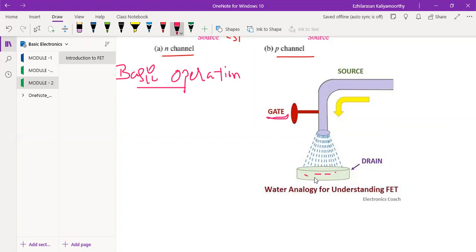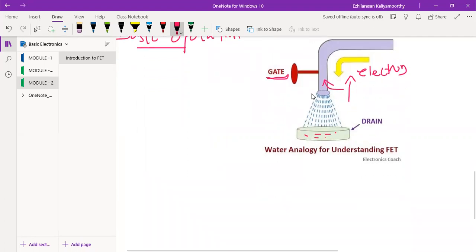So from this, we can say the gate is one of the very important terminals that will control the flow of electrons. That is what we have to say. If the electrons flow from source to drain, then the current will move from drain to source, correct? That is as per electronics, we know that. So that is the example we are going to take here.